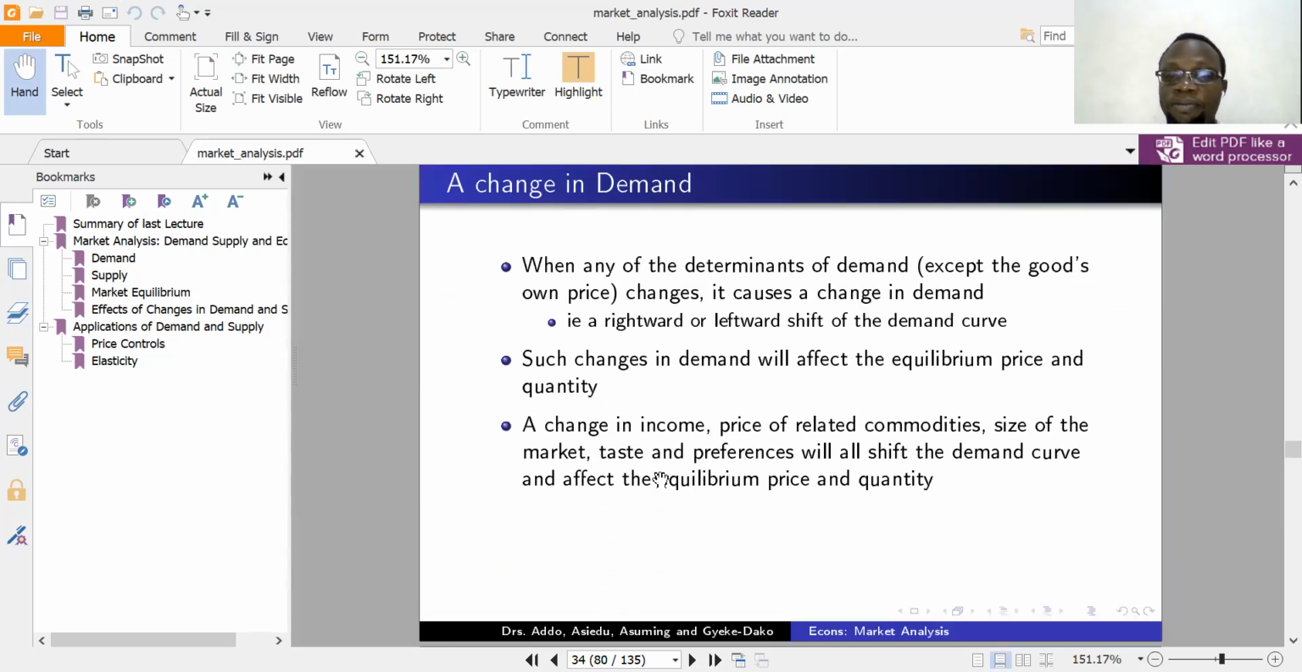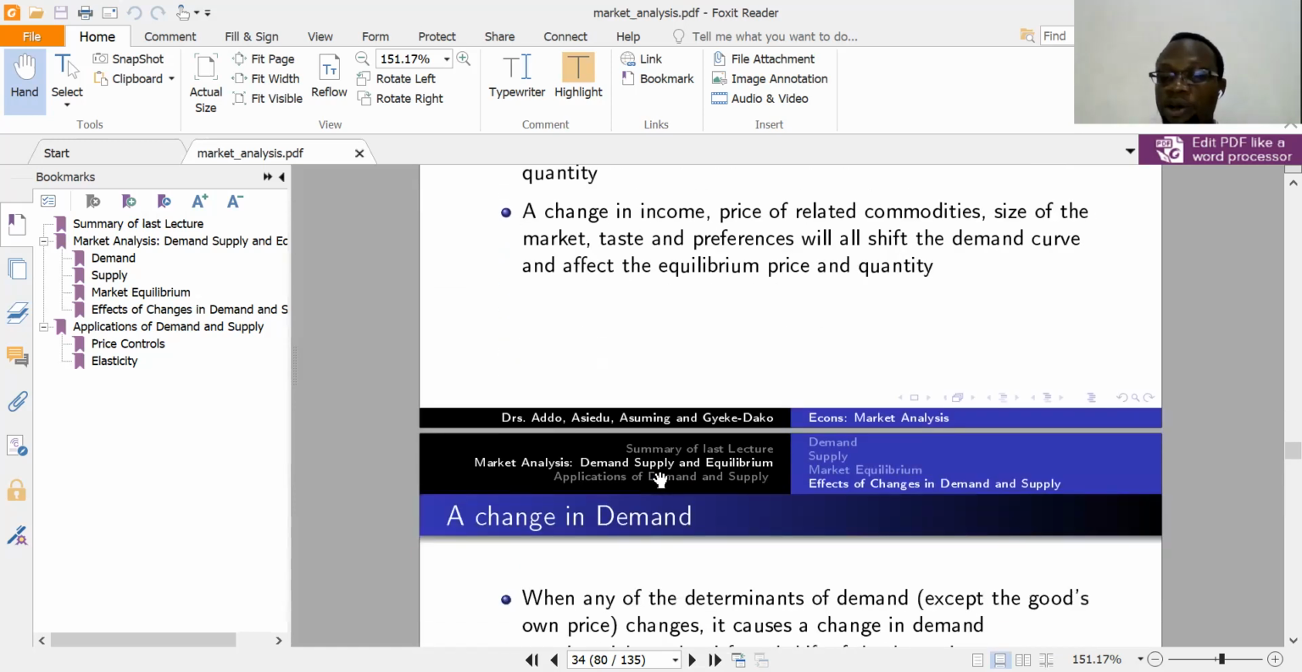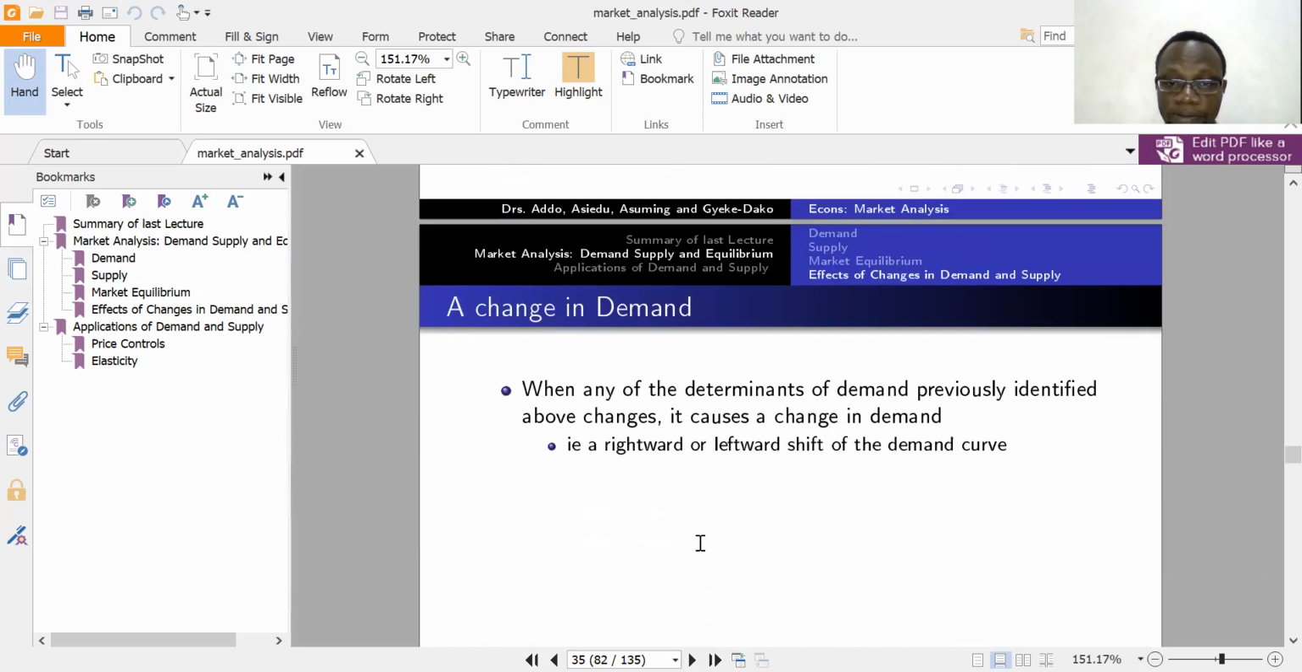A change in income, price of related commodities, size of the market, taste and preferences will all shift the demand curve and affect equilibrium price and quantity. Okay. So assuming that the average income of Ghanaians increases, and I explained it the other time. Okay. Assuming that it increases, what will be the effect of that income increase on equilibrium, okay? How would that affect the market equilibrium for a product, okay?